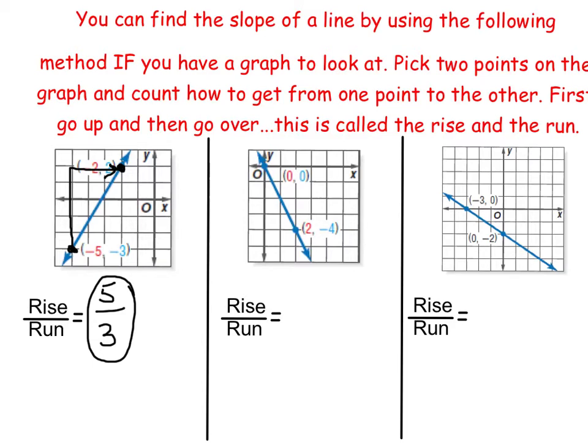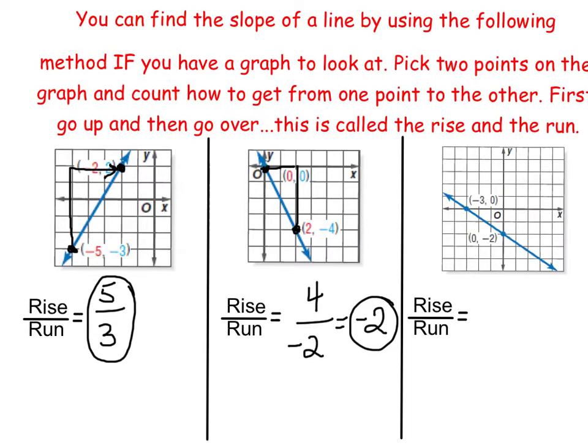Let's take a look at the second one. Going from the bottom point to the top point, we would first need to rise 1, 2, 3, 4. And now when we go to run, notice we have to run to the left. Remember how on a number line, going to the left would be negative numbers and going to the right is positive numbers. So when we go to the left 1, 2, it's actually -2. This fraction can be simplified to -2, and so our slope is -2.